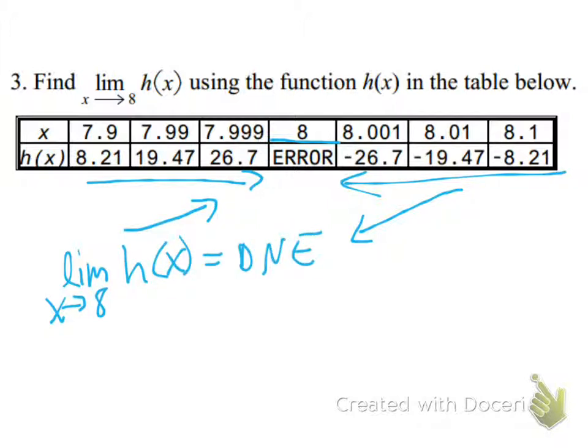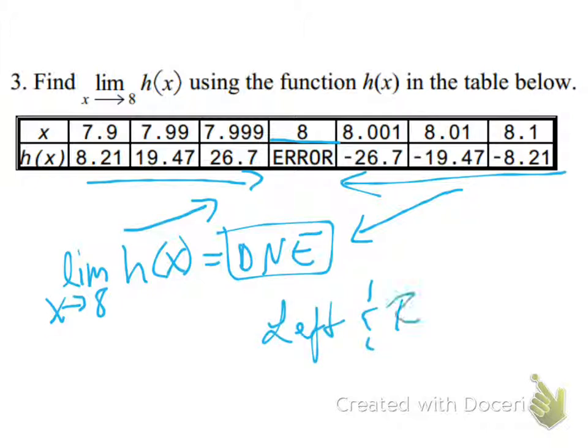does not exist. And again, it's because each side has a different limit. It's approaching something different on both sides. The left and right limits are not equal.